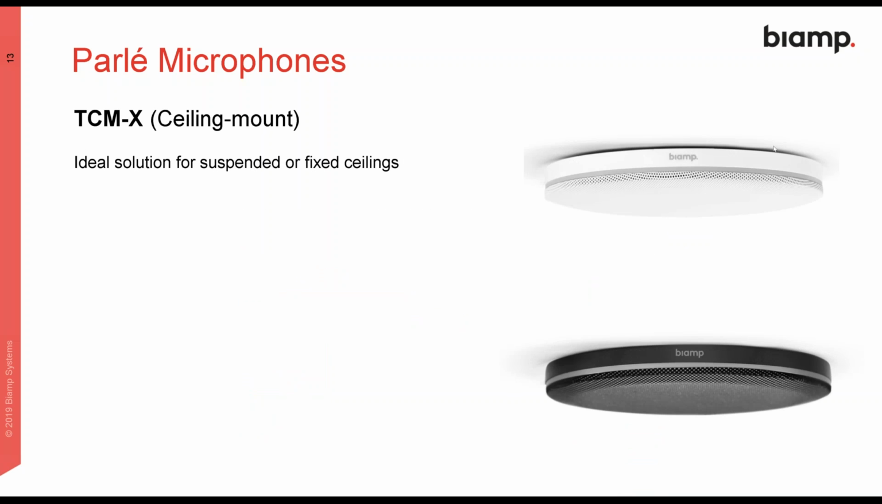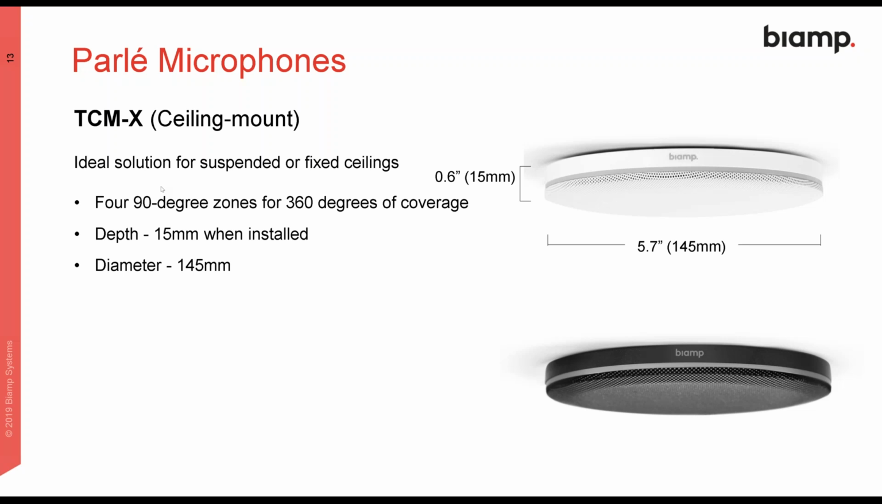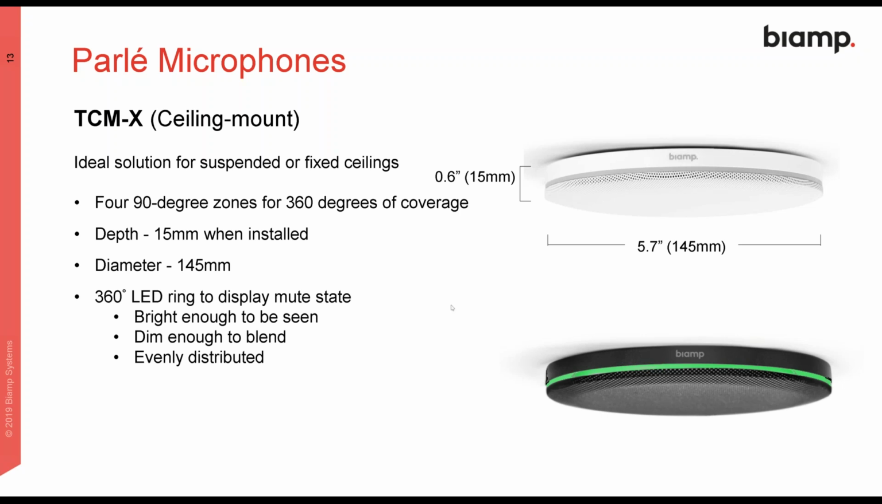The TCMX, that's our seating microphone. Ideal solution for suspended or fixed seatings. Again, like the TTMX and the tabletop version, it's got 4 zones of 90 degrees each. It's very thin, very small form factor as well. It's got an LED ring, so this can be green or red or off if you choose so.